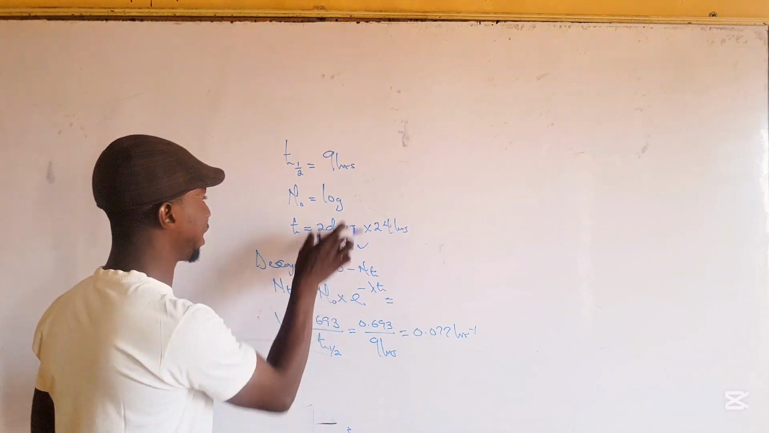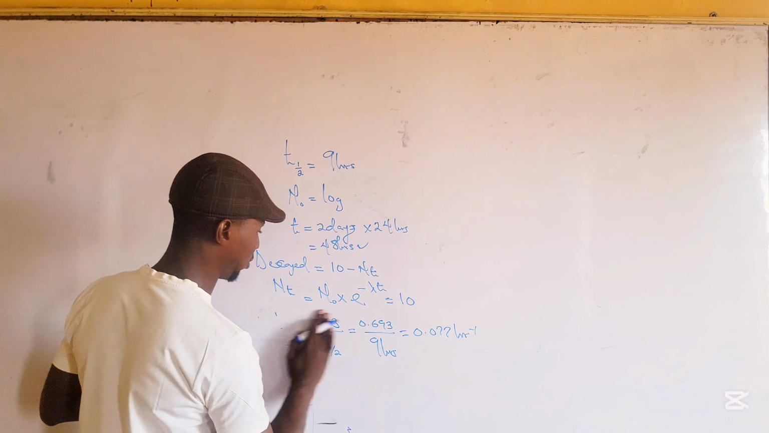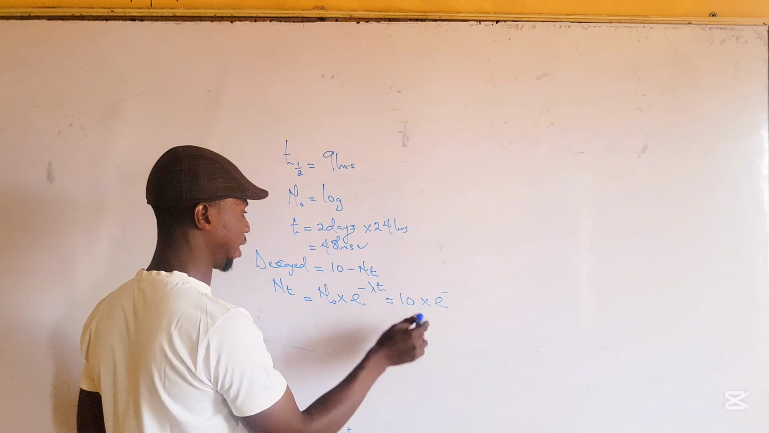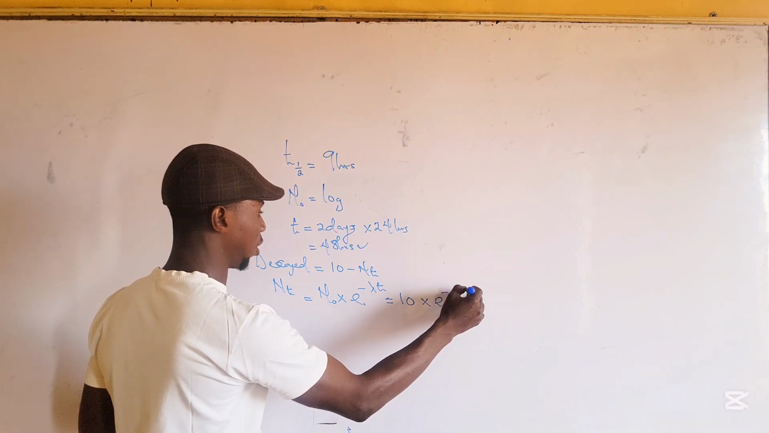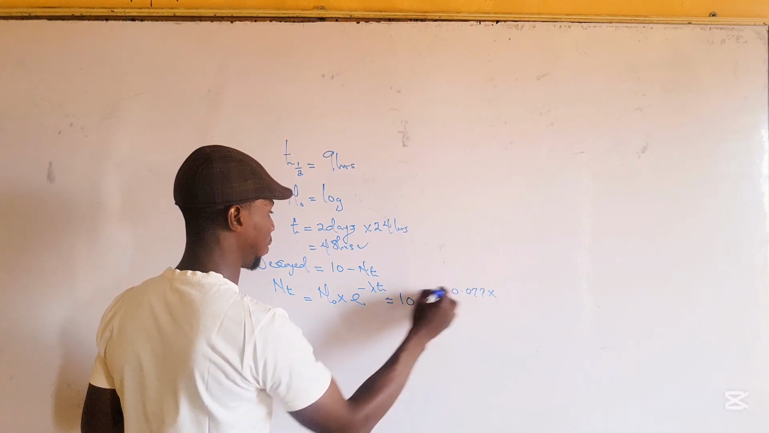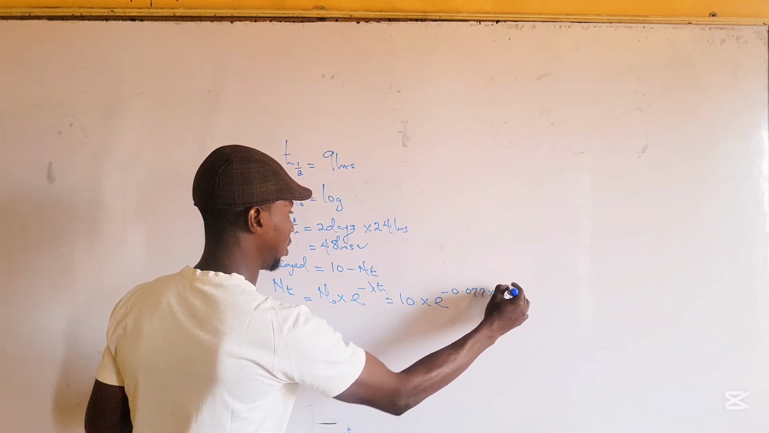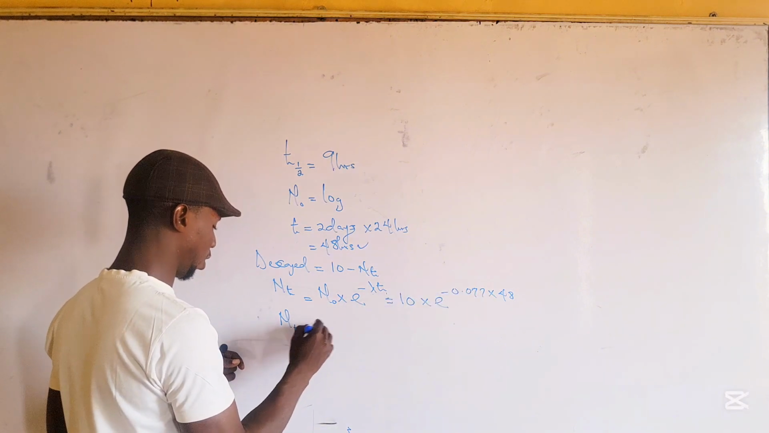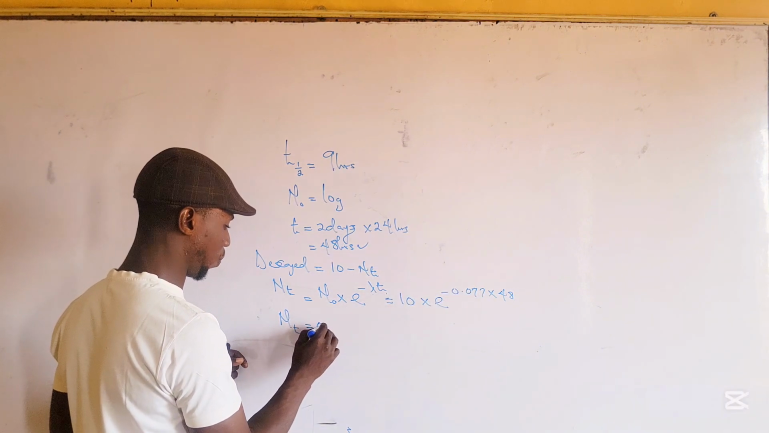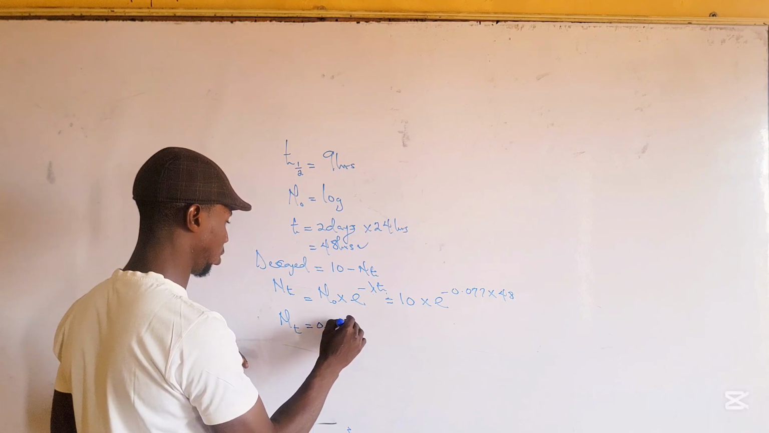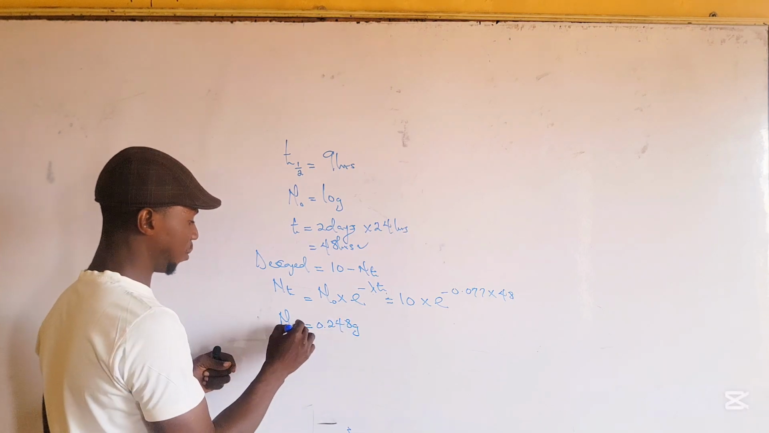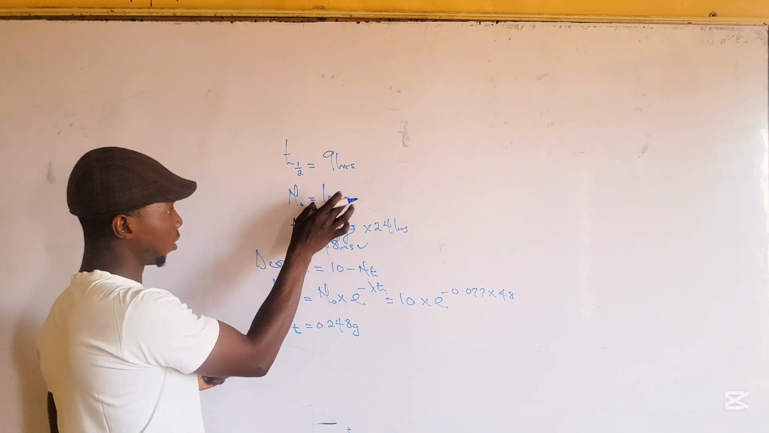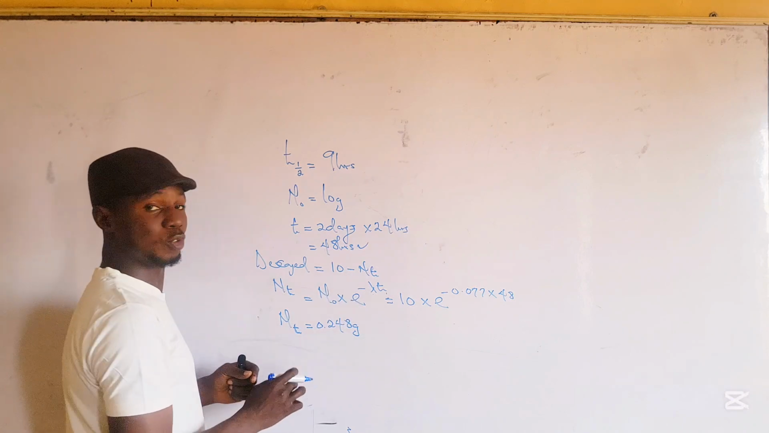So we can just input here that our N_t now is equals to N naught, which is already given to be 10. Let me erase this so that it will not be confusing. 10 multiplied by e raised to power minus our lambda, which has already been gotten to be 0.077, multiplied by our t, which is 48 hours. So finally, if you do your calculation very well, N_t will be equals to 0.248 gram. That means after 48 hours, it has decreased from 10 to 0.248.